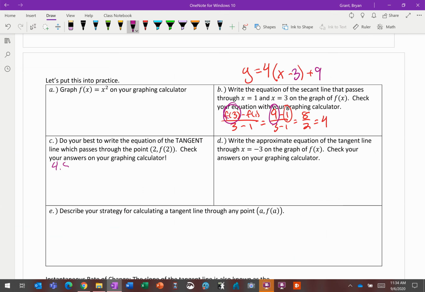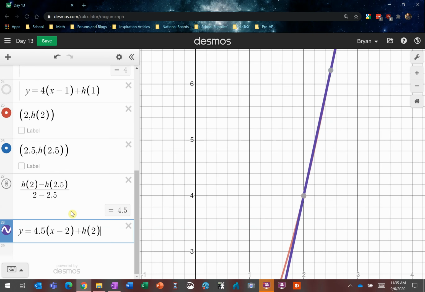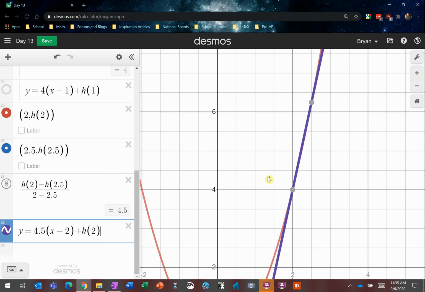When we used 4.5, we found that by finding the point 2.5 comma h of 2.5, or in this case, it's going to be f of 2.5. Probably should have done that. So that's a pretty decent slope. However, I think we can do better. And to do better, what we're going to do is create a slope using 2 points that are even closer together.